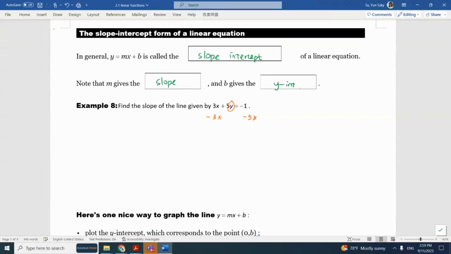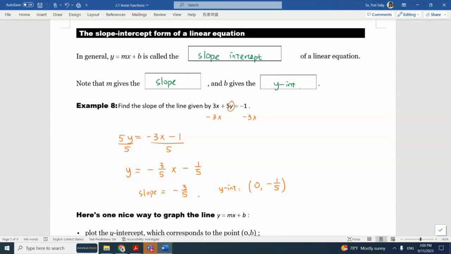Yeah, minus 3x. So we get 5y equals negative 3x minus 1. And what do we do next? Divide by 5, right? We get y equals negative 3/5 x minus 1/5. What's the slope? Yes. And then the y-intercept is (0, negative 1/5).